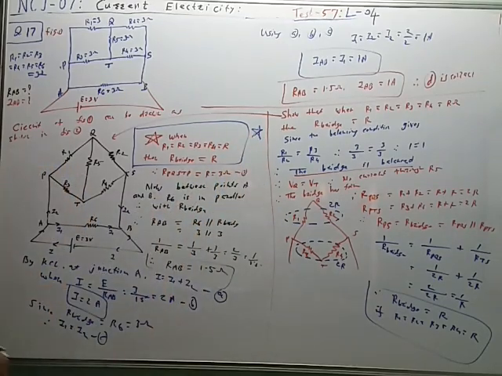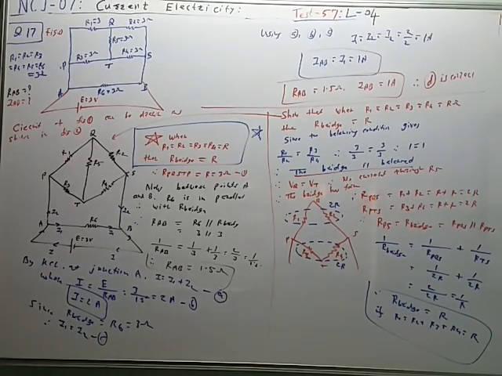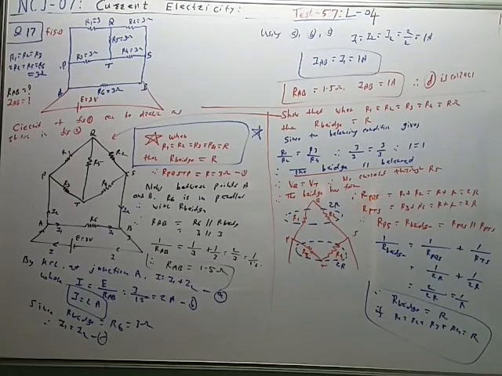When all the four resistances forming the bridge are equal, then the total resistance of the bridge is equal to that value. Like this.